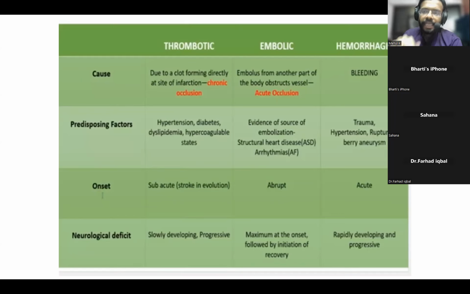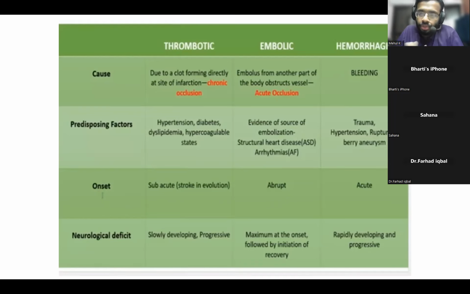Coming to onset, thrombotic stroke generally can be a little bit more gradual in onset compared to the other two. Embolic and hemorrhagic generally tend to be more acute strokes. And coming to neurological deficit, thrombotic generally has a gradually progressive deficit. Embolic usually has the maximum deficit at the onset itself, then it recovers, then it comes again. Sometimes this can be very dramatic.